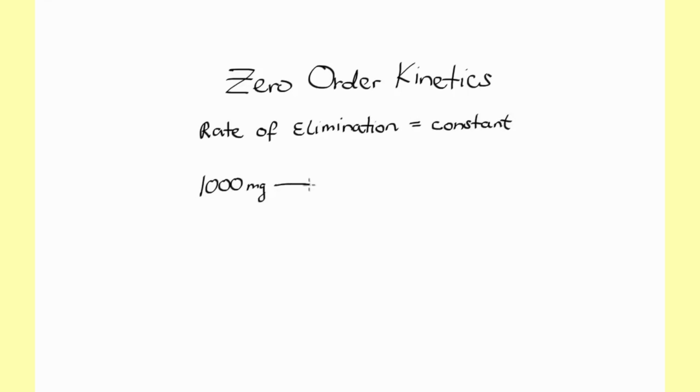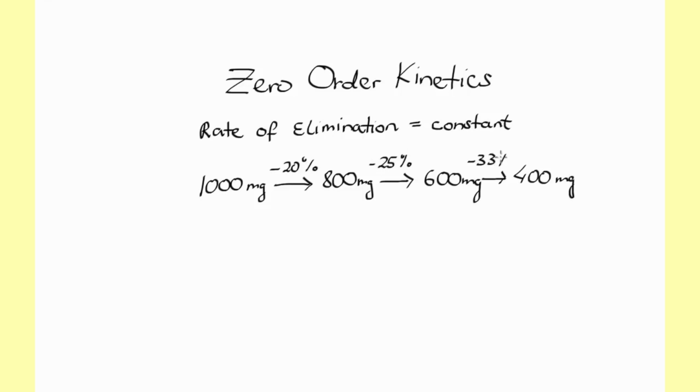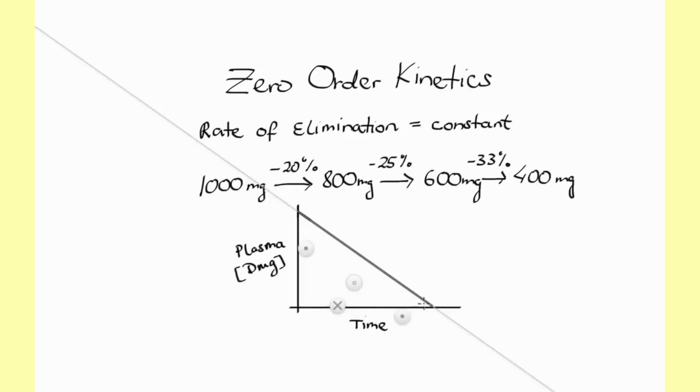Now there are a few drugs such as aspirin that are eliminated by zero-order kinetics, which means that the amount of drug eliminated is independent of drug concentration in the body. So the rate of elimination is constant. And if we were to take 1000 mg again as an example, this time the amount of drug eliminated is the same per each time period, which is 200 mg, but the fraction, the percentage, is different. And if we were to graph it, the zero-order elimination would produce a straight line.